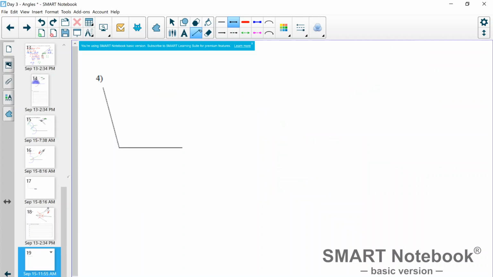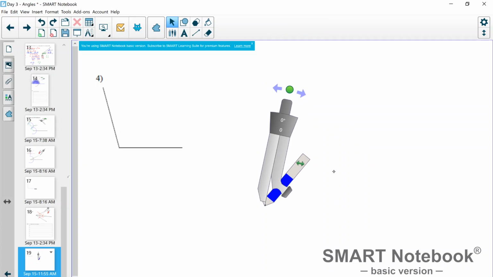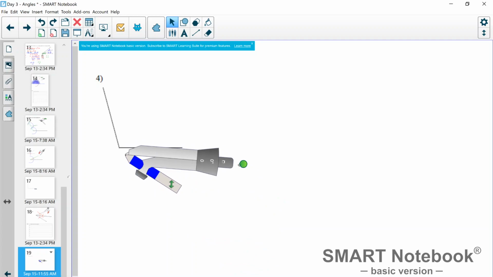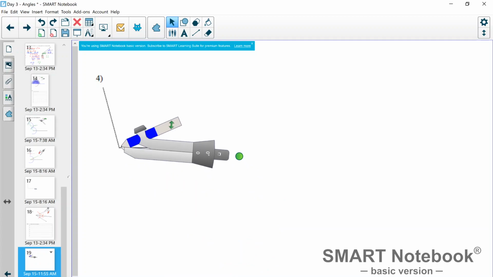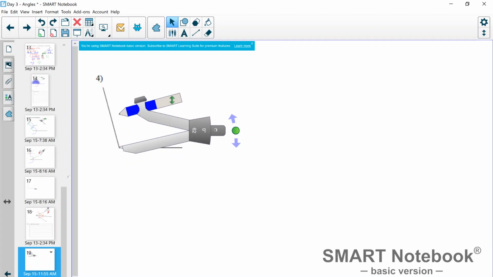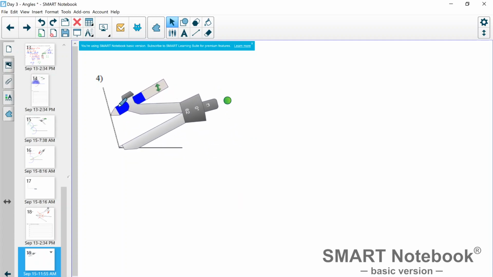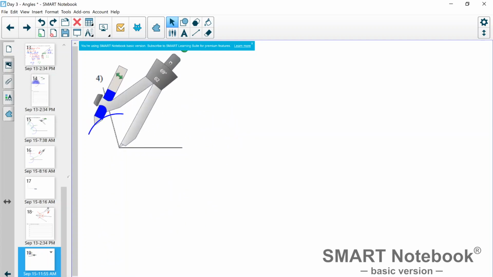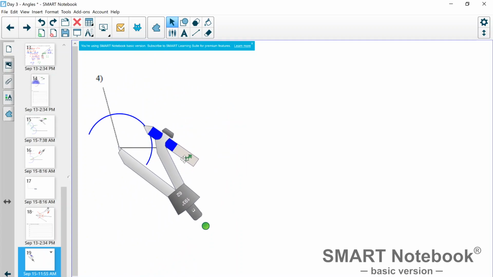And if I wanted to do the same thing with this one, if I were to bisect this one, I want to open up our compass a little bit. Bullseye end on one part, and we are going to open up however far we want and make sure that we run through both.